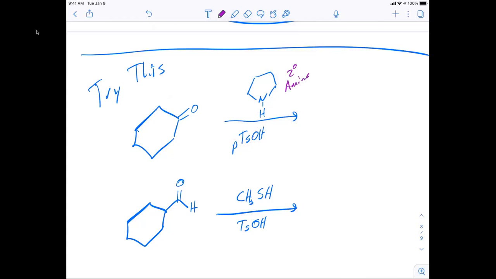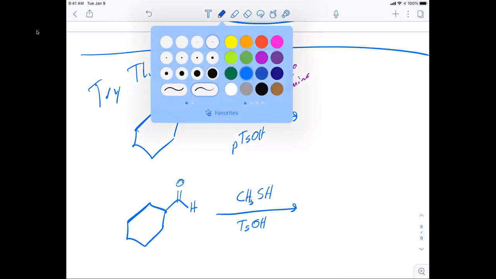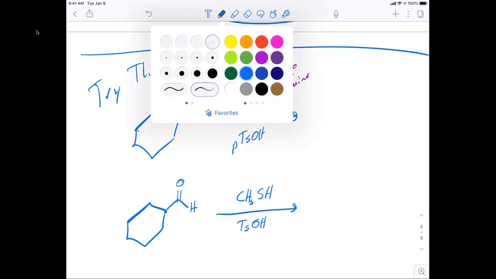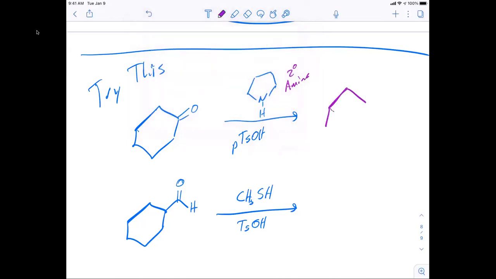Why is that important? Primary amines give us imines, and secondary amines give us enamines. So therefore, the product of this one is going to be an enamine.